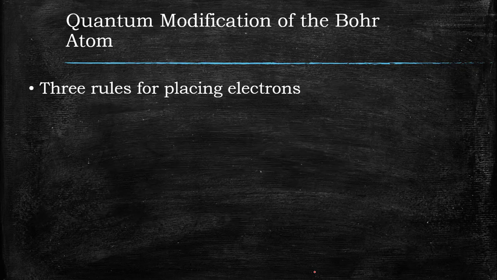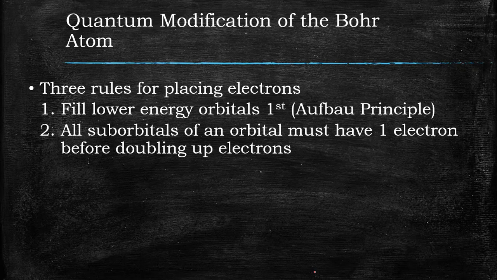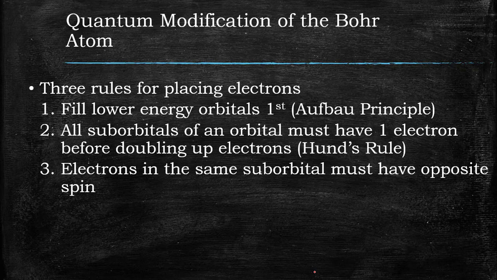Now, there are 3 rules for placing electrons. Rule number 1, fill the lower energy orbitals first. This is called the Aufbau. Rule number 2, all suborbitals must have an electron before you can double up within a suborbital. That's called Hund's rule. The third rule, electrons in the same suborbital must have what is called opposite spin. Spin is usually shown by an arrow, and we'll say that something has spin up or spin down. So if you have 2 electrons in the same suborbital, one must be spinning up, one must be spinning down. That's called the Pauli principle. Now, 2 and 3 are very easy. The first one is a little confusing.